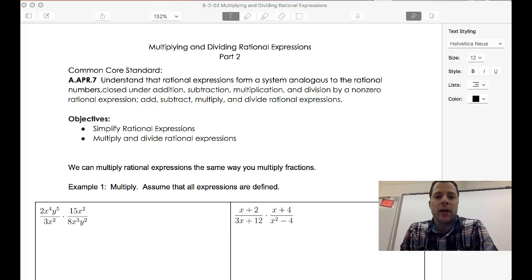Hey everybody, welcome to Multiplying and Dividing Rational Expressions. This is 5.2 and this is video 2. And we're going to be talking about specifically being able to multiply and divide rational expressions.